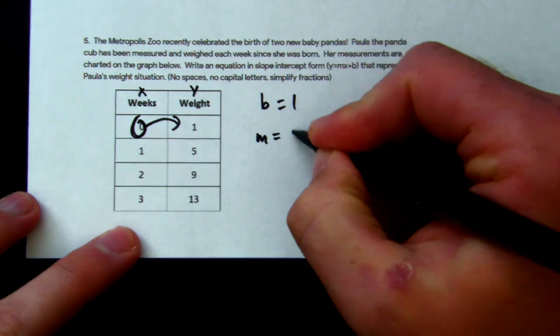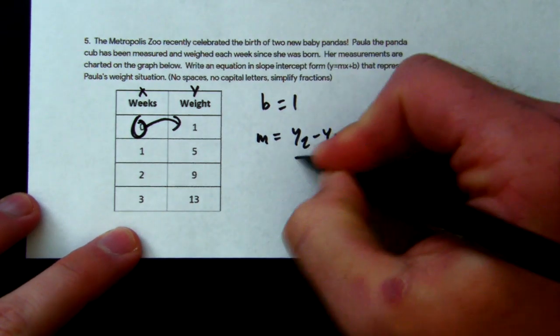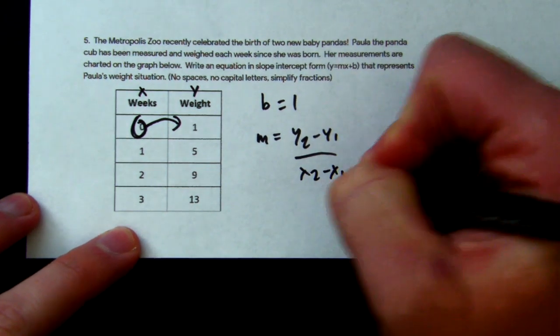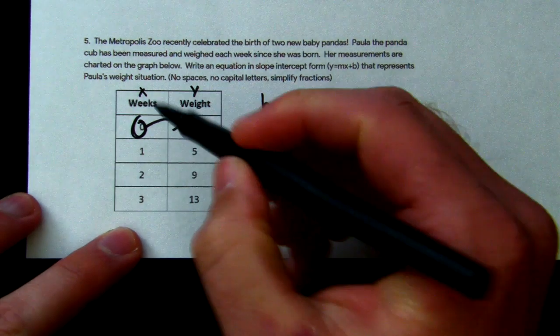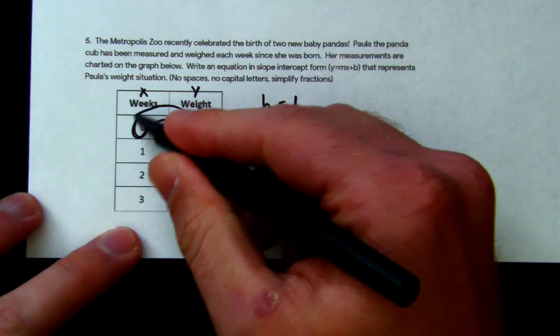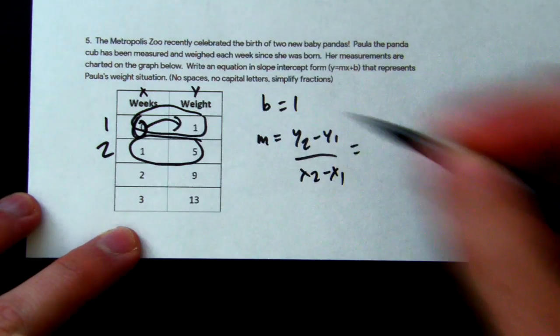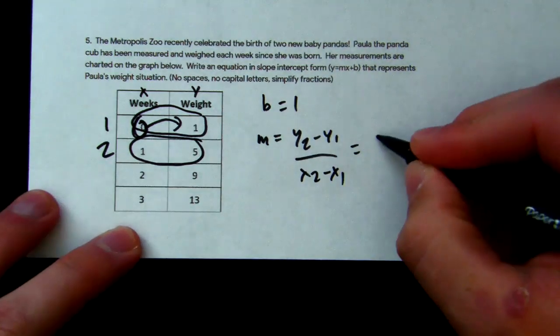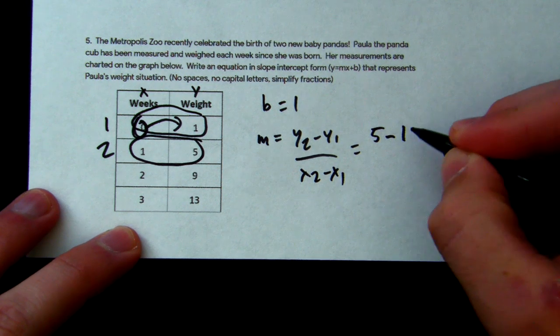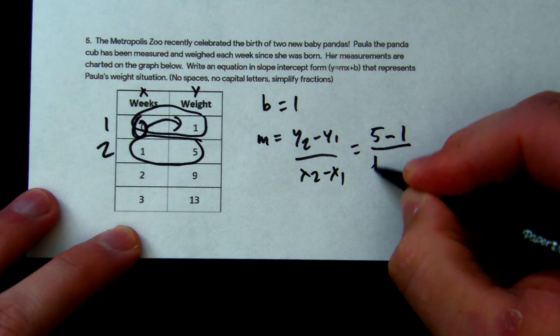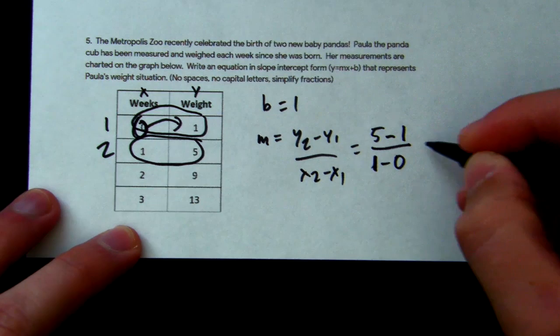Our slope, we're going to use y2 minus y1 over x2 minus x1. If this is y, it's going to go on the top. I like my zeros here. So I'm going to go like this. This is my point number 1. This is my point number 2. So y2 is 5 minus y1, which is 1. x2 is 1 minus x1, which is 0.